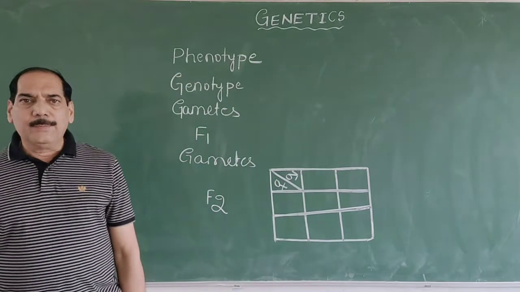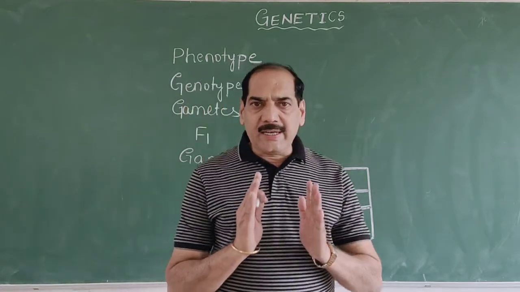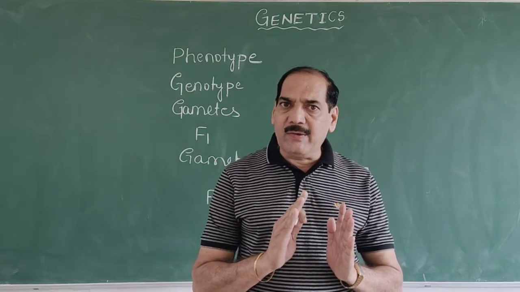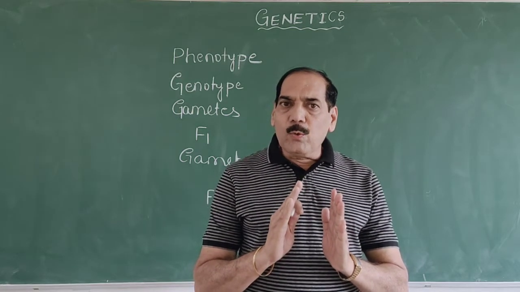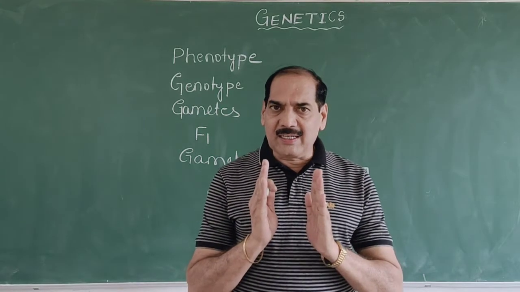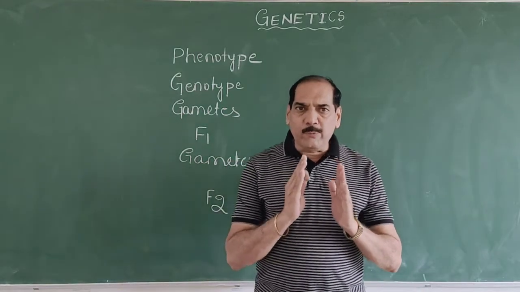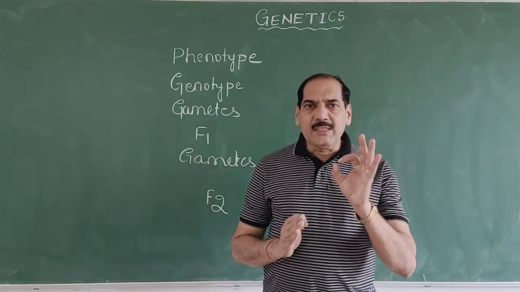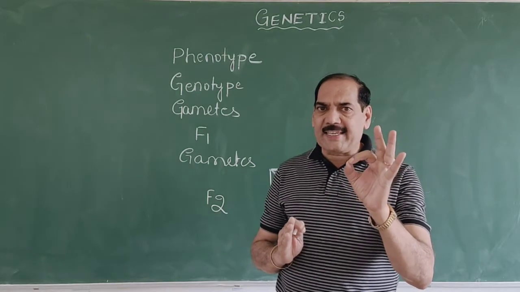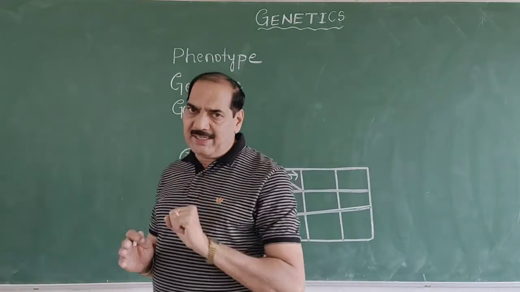What is monohybrid cross? The crossing of 2 plants or 2 animals that differ in one contrasting character. The crossing of two different plants or two different animals that differ in only one contrasting character is called monohybrid cross.